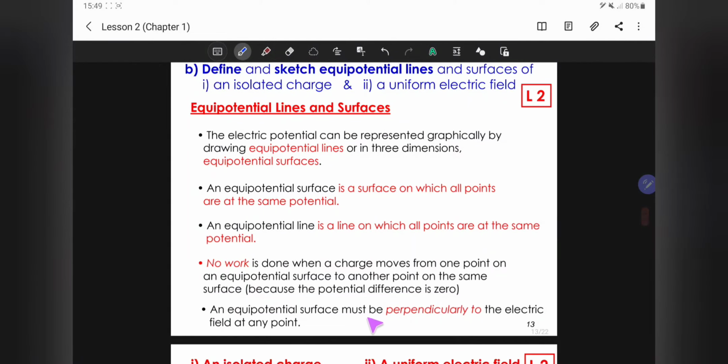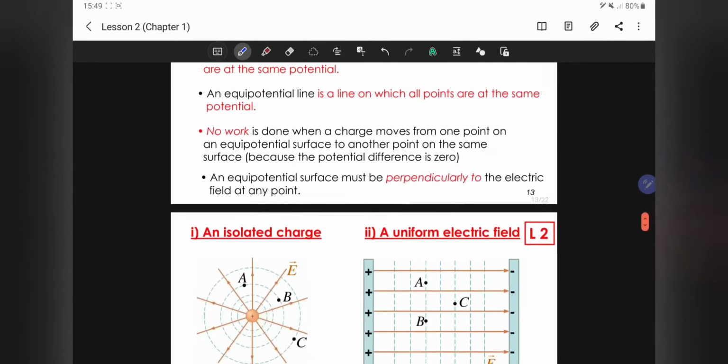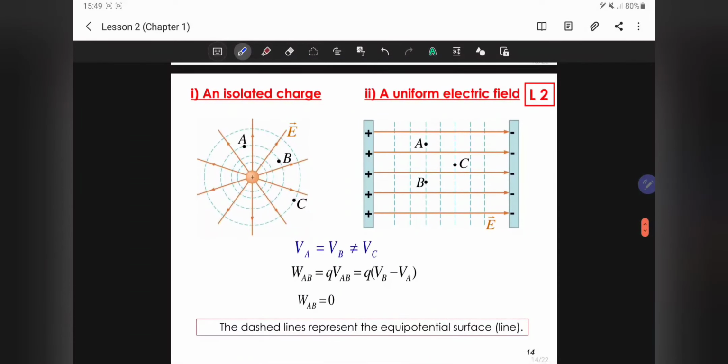An equipotential surface must be perpendicular to the electric field at any point. What does it mean? This is the diagram. Given an isolated charge, our equipotential surface should be like this, just in circles. For example, on this surface we have two different points, which are A and B. A and B are located on the same surface. What do I mean? The radius is still the same, isn't it?